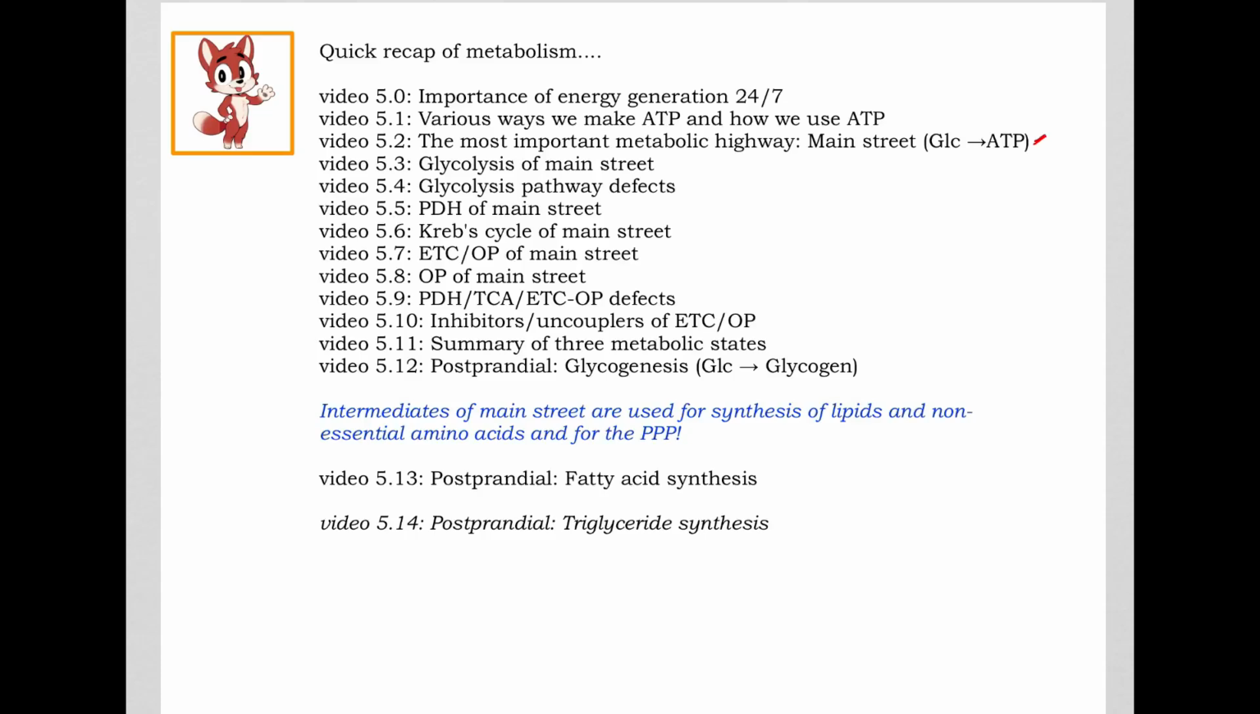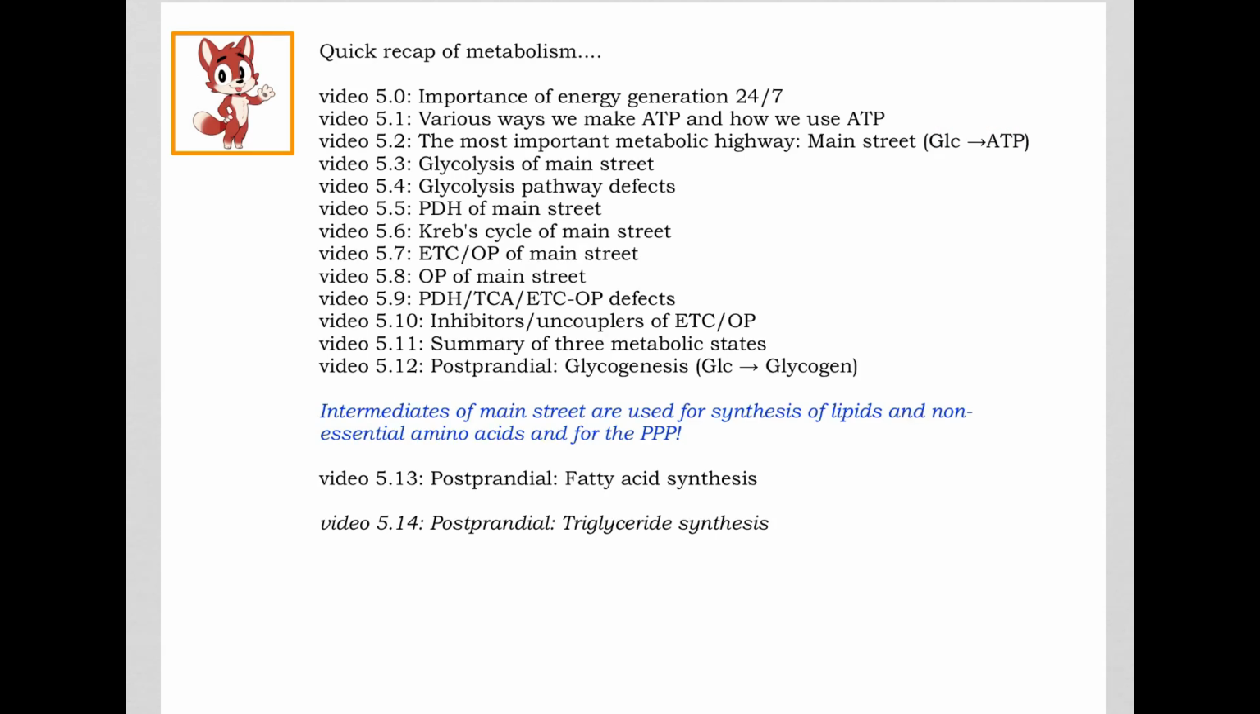And that's because the brain and the red blood cells can only use glucose for energy generation, and therefore it is very important for the body, irrespective of what physiological state you are in, early starvation, after a meal, late starvation, whatever, that we maintain our blood glucose levels so that ATP can be generated by your brain cells as well as your red blood cells.